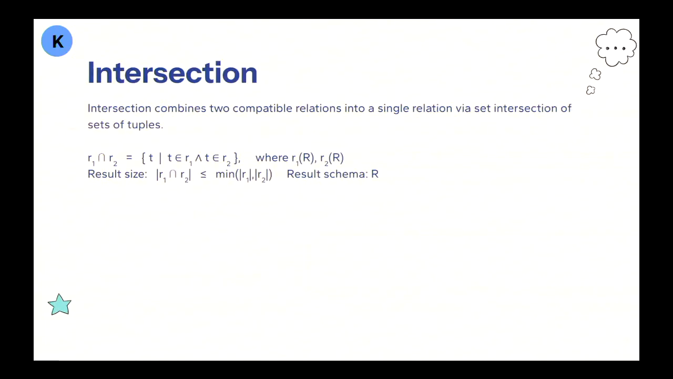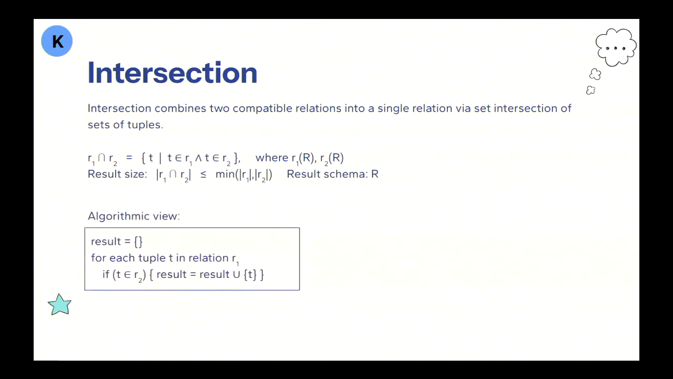And the concept of intersection is defined as combining two compatible relations into a single relation via the set intersection of sets of tuples. So the concept is very straightforward as well. And the algorithm here is we initiate the result set as an empty set, and for each tuple in one of the operands, we check if this tuple appears in the other operand, and if so, we put it into the result. So that's how we do intersection.